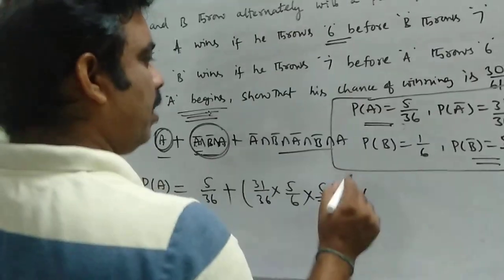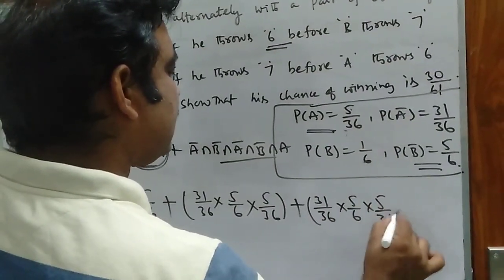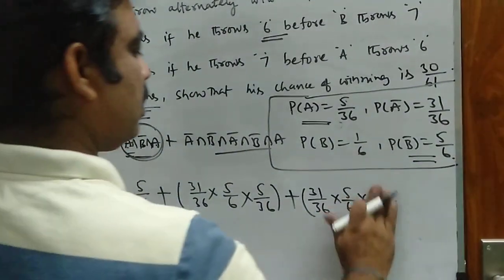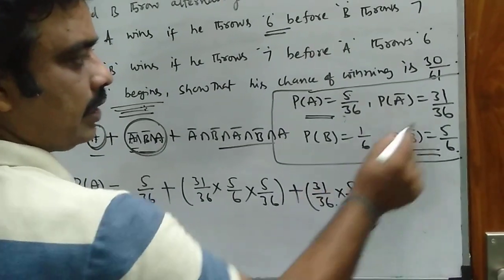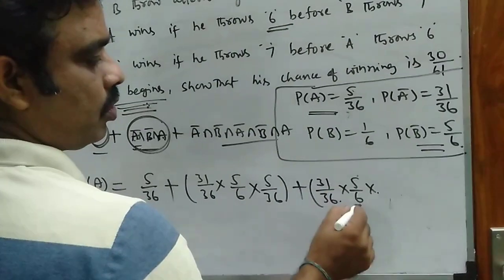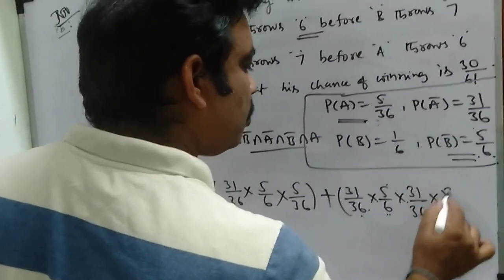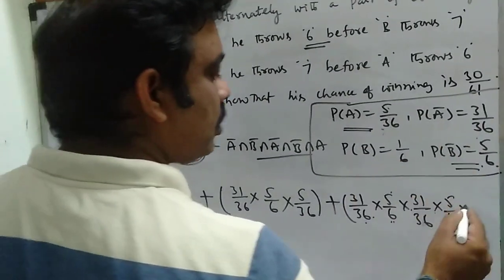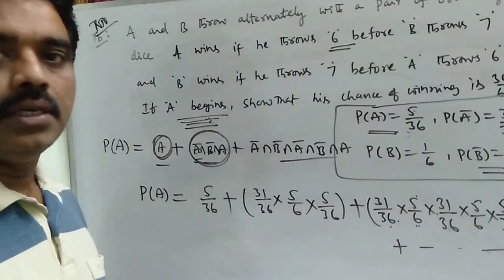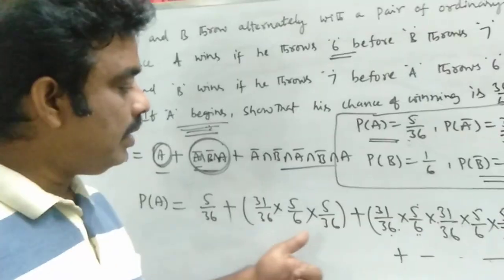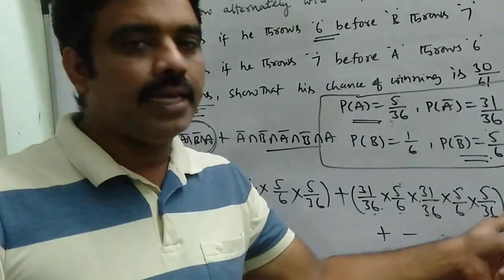Next, A bar means 31 by 36 into 5 by 6 into 5 by 36. A should not win the game means A should not throw 6, that probability is 31 by 36. B should not throw 7, 5 by 6. Again A should not throw 6, again B should not throw 7, then A has to throw 6, that probability is 5 by 36, plus so on. These are the possible cases.